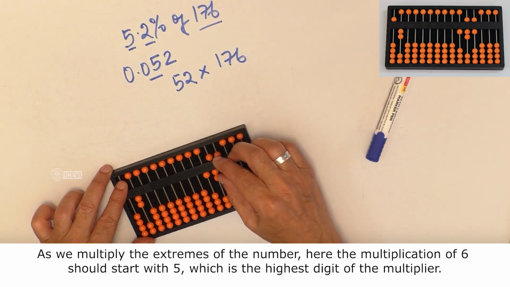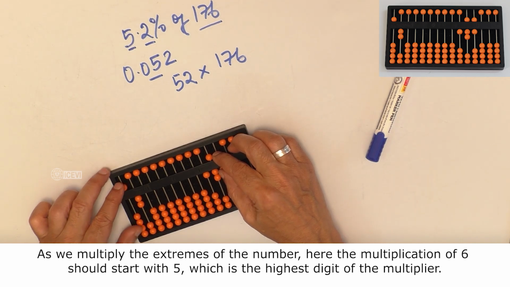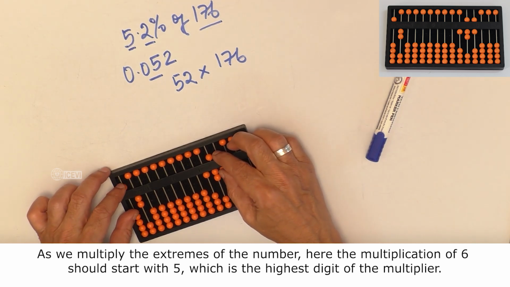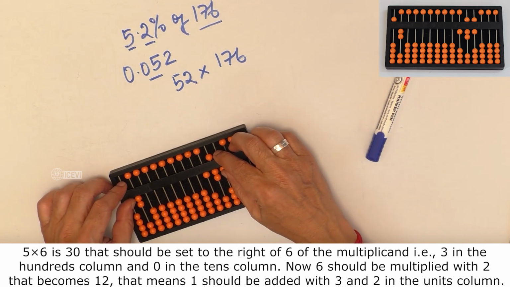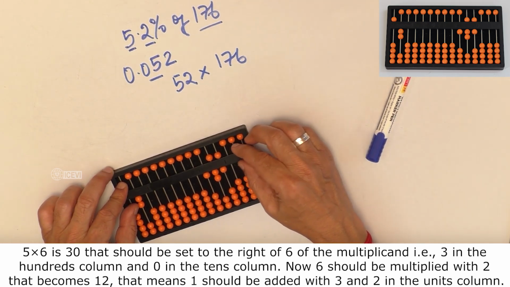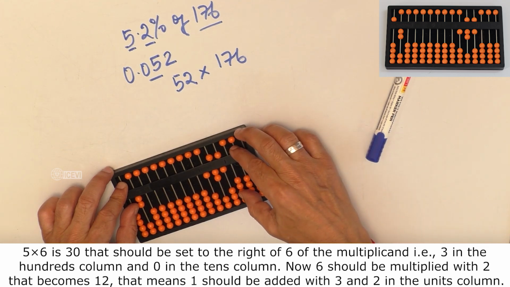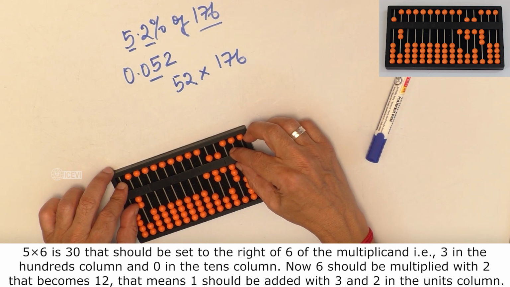As we have to multiply the extremes of the number, here the multiplication of 6 should start with 5, which is the highest digit of the multiplier. 5 multiplied by 6 is 30. That should be set to the right of the 6. That is 3 in the hundreds column and 0 in the tens column.